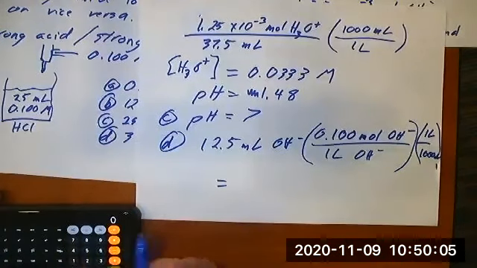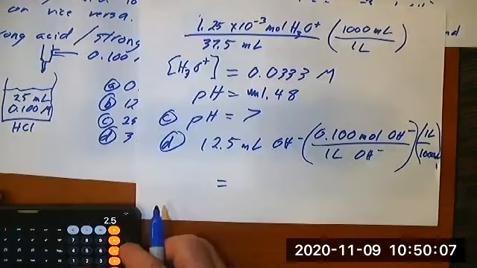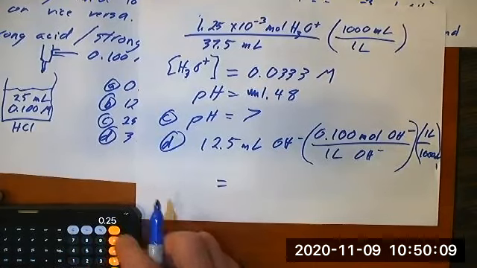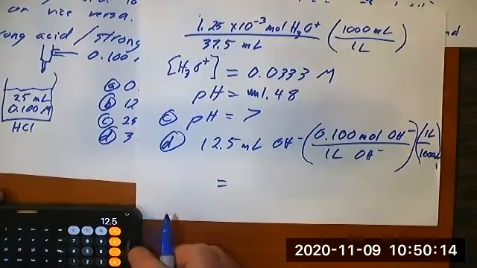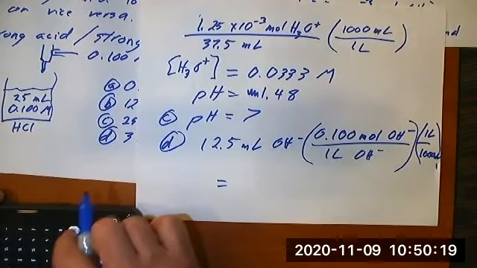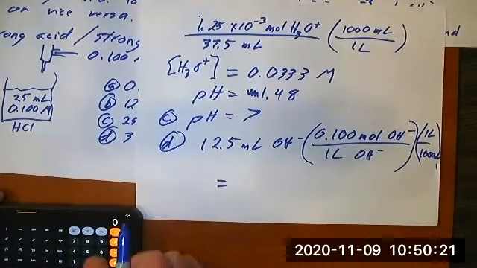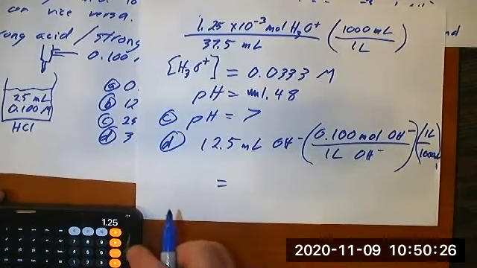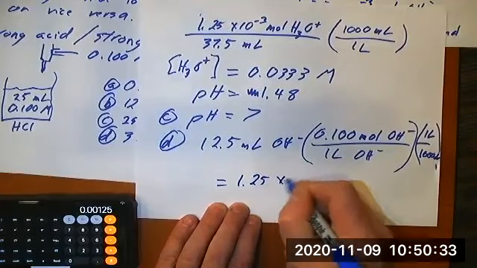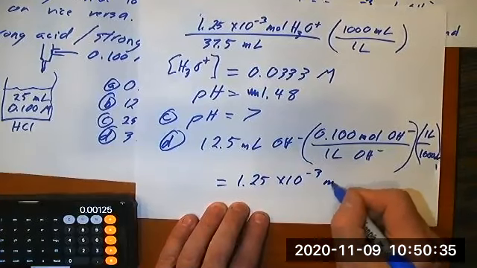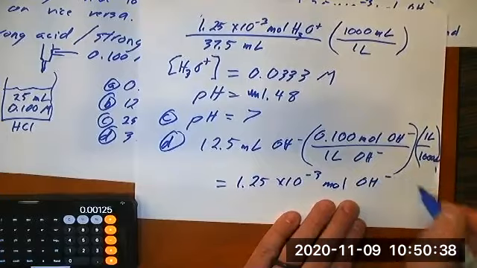I did something wrong there. 12.5 times 0.1 divided by... Why is my calculator not working, what am I doing wrong? 12.5 times 0.1 divided by 1,000. That's better. 1.25 times 10 to the -3 moles of hydroxide.